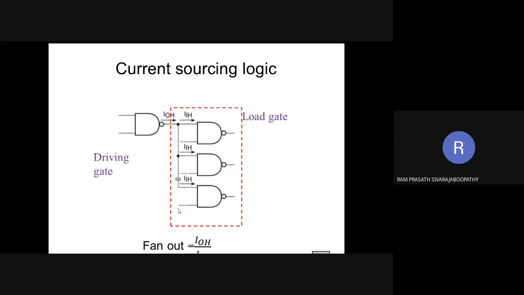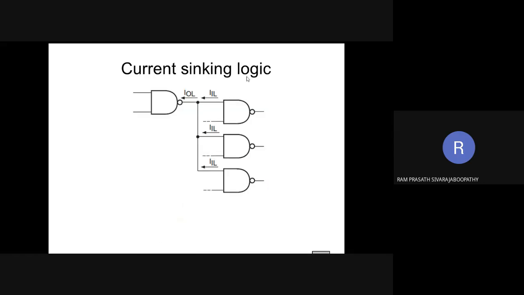Clear? This is sinking. Current sourcing means current is from the driving gate to the load gate. Current sinking is from the next level logic gate to the current level logic gate. If current flows that way, what do we call it? We call it current sinking logic. Let me give one simple example. Sourcing means current is from the logic gate to the other gate. Sinking means from other gates to the driving gate, that we call current sinking logic.